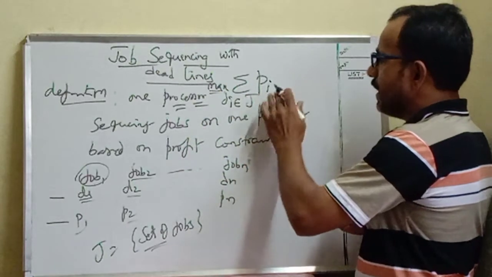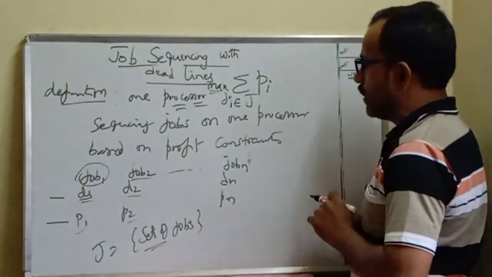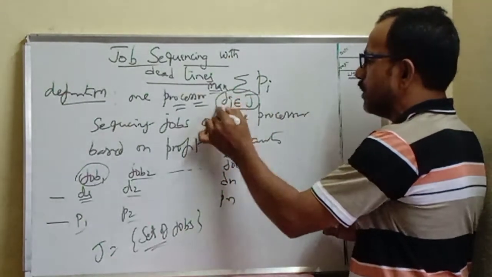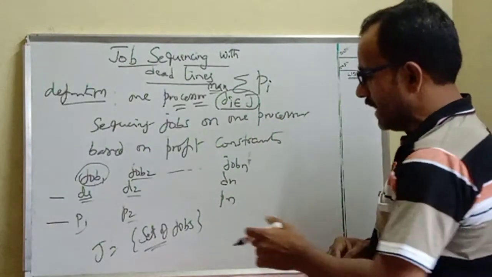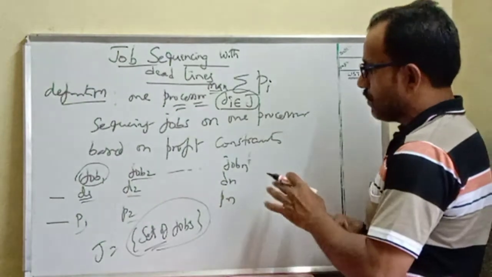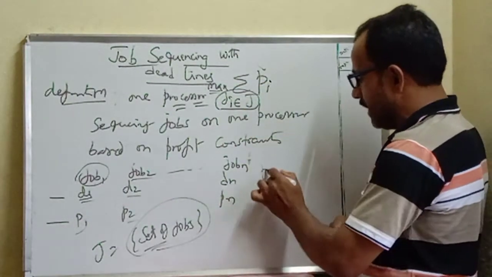So maximizing the summation of Pi means the total profit which we can obtain by executing all the selected jobs, where the small ji should belong to J, because capital J is the set of all selected jobs. So this is the target. What is the constraint now? Profit is the constraint.